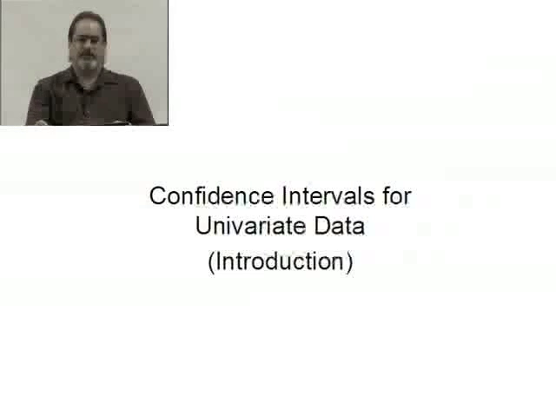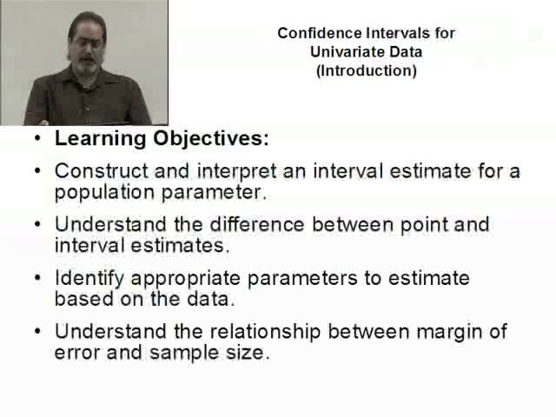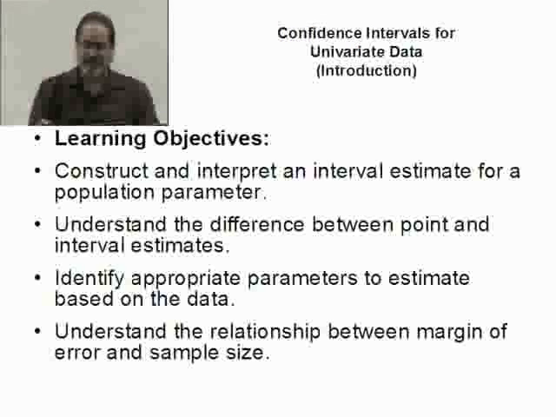In this next series of videos, let's take a look at the idea of confidence intervals for univariate data. Now, the learning objectives: we want to be able to construct and interpret an interval estimate for a population parameter. We want to understand the difference between point and interval estimates. We want to identify appropriate parameters to estimate based on the data and understand the relationship between the margin of error and sample size.